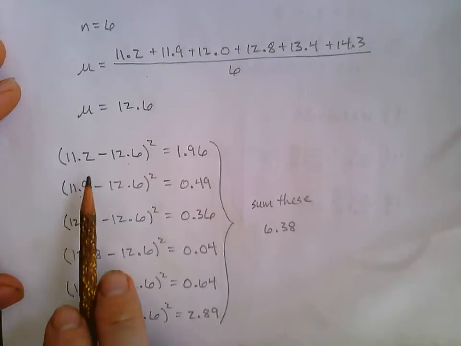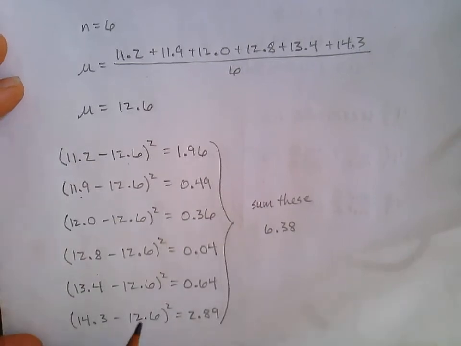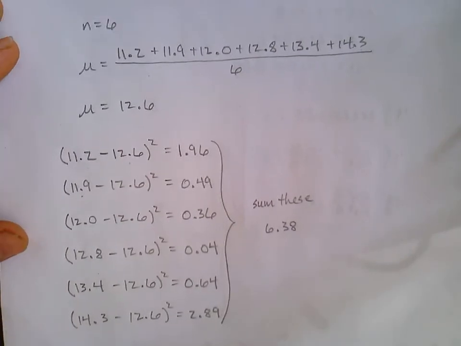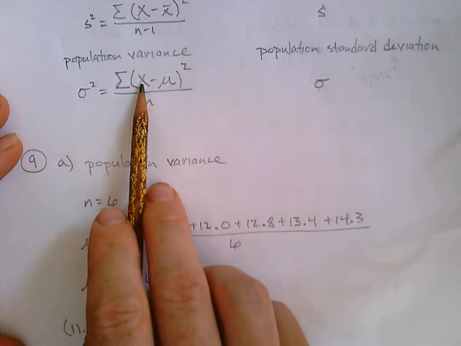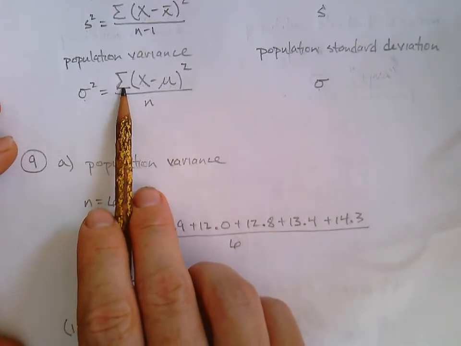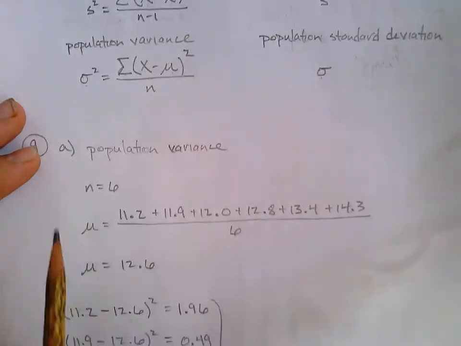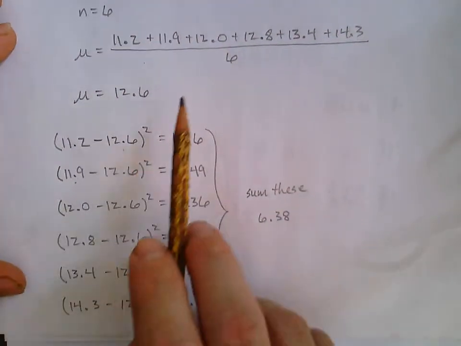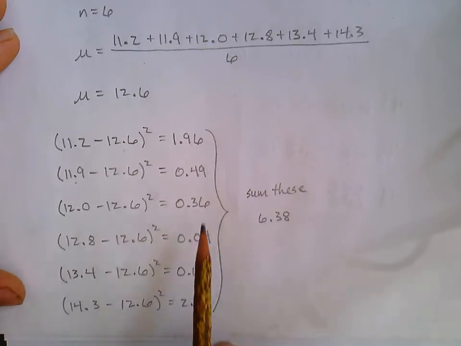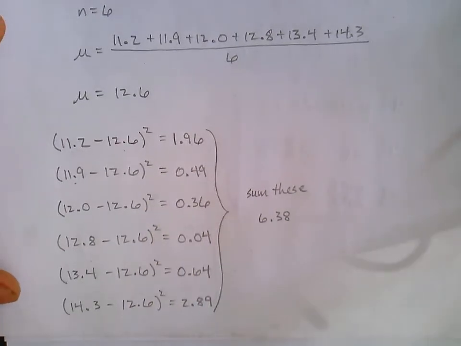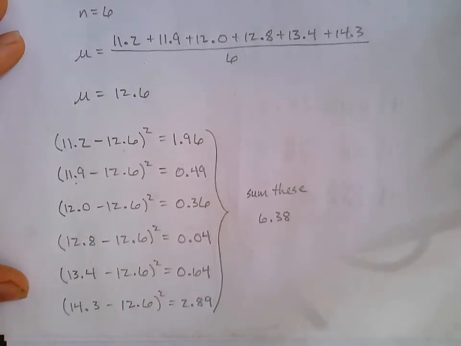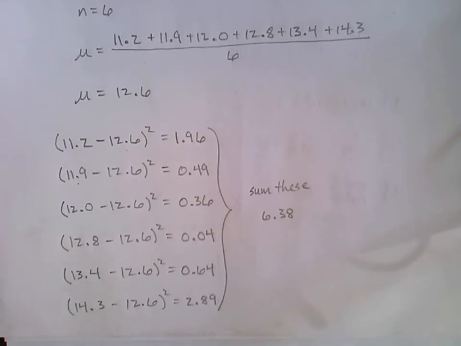All right, we just plugged in each of our 6 data values separately. And now, if we look back to our formula, we did each of these, and now the big sigma is telling us to sum them up, or to add them. So once we have all of those, the big sigma says, take all those and add them together. I did this earlier, but let me just confirm that. 1.96 plus 0.49 plus 0.36 plus 0.04 plus 0.64 plus 2.89, 6.38. Yeah, that's it.